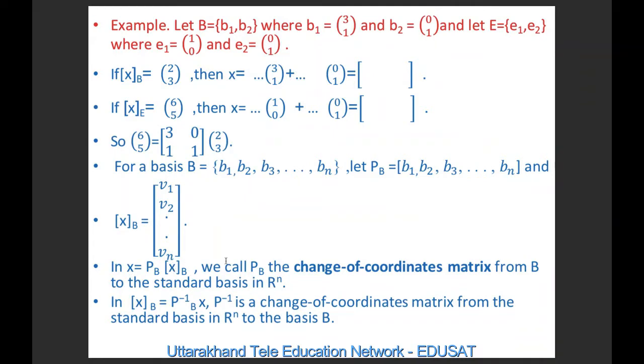Then in this case, we call PB the change of coordinate matrix from B to the standard basis in Rn. XB is equal to PB inverse x, where PB inverse is the change of coordinate matrix from the standard basis in Rn to B. This is the change of coordinate matrix from B to Rn, and this is the change of coordinate matrix from Rn to B. Here x is equal to PB XB, and XB is equal to PB inverse x.